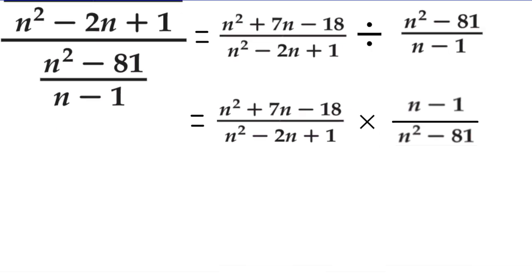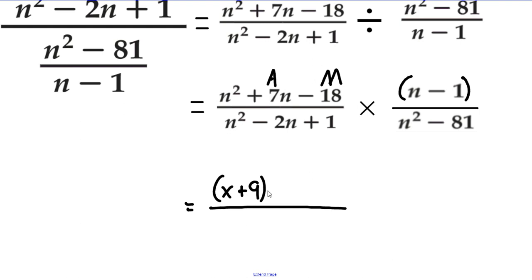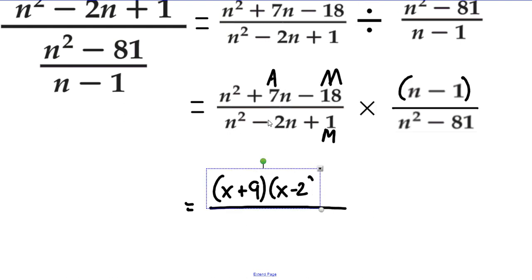And now what I'm going to do is, before I go simplifying, look and see what can be factored. Well, this top one is already a factored expression, n minus 1. Over here, n squared plus 7n minus 18. What two numbers multiply to be negative 18 and add up to be positive 7? Oh, that's going to be a positive 9 and a negative 2. So x plus 9, x minus 2. Down below, same type of question. Multiplies to be a positive 1, adds up to be a negative 2. It's got to be x minus 1 times x minus 1.